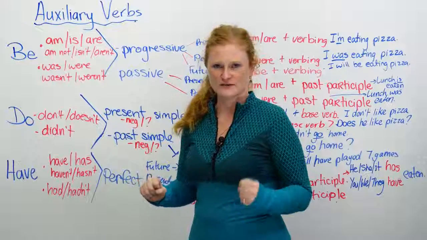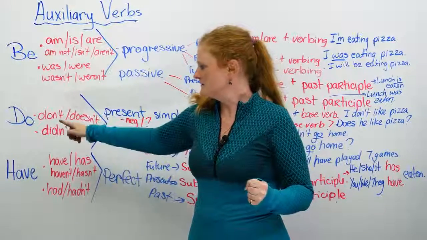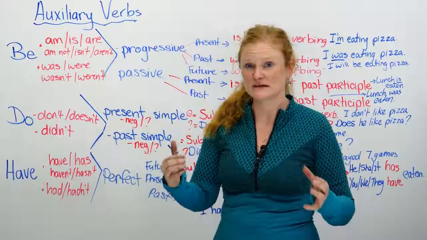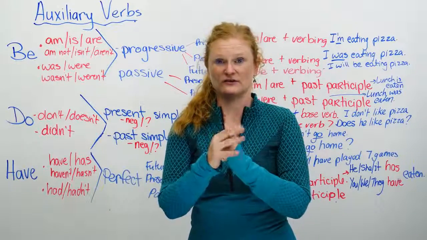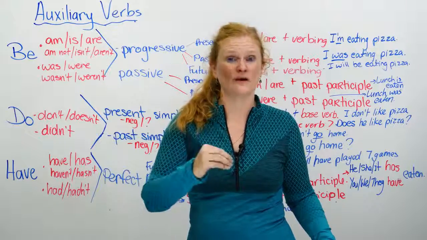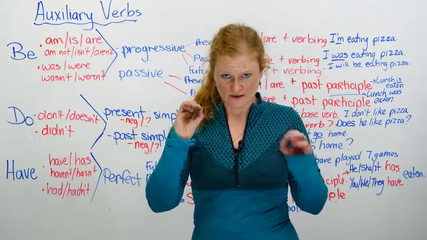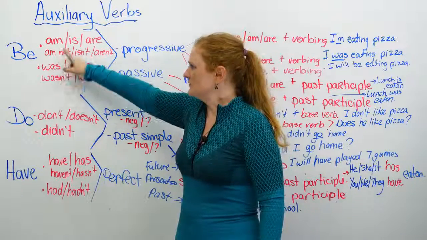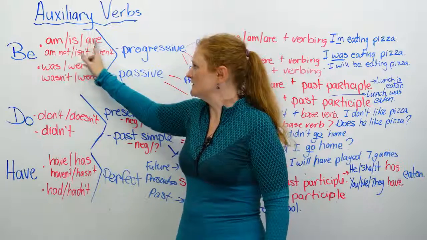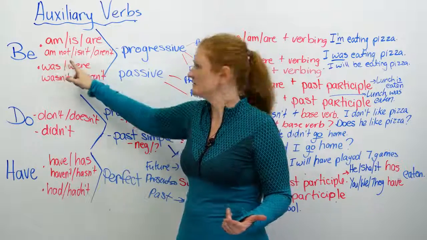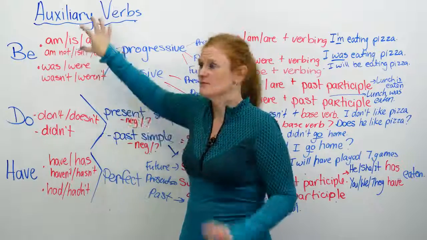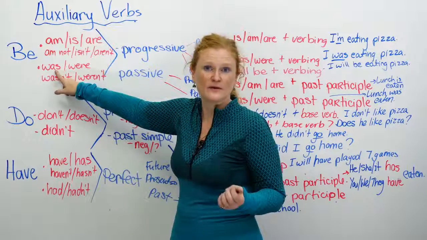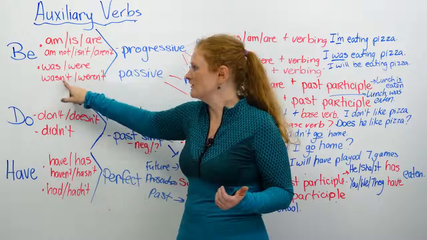We have 3 auxiliary verbs that we use in English: be, do, and have. But the thing about the auxiliary verbs is that each auxiliary verb will tell us what kind of grammar we're going to use with it. So let's look at the first one. Be. So be in its form in the present tense is am, is, are, negative, am not, isn't, and aren't. These are present. The past tense in the positive is was and were, negative, wasn't, and weren't.